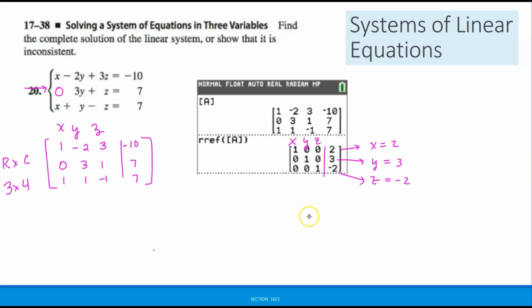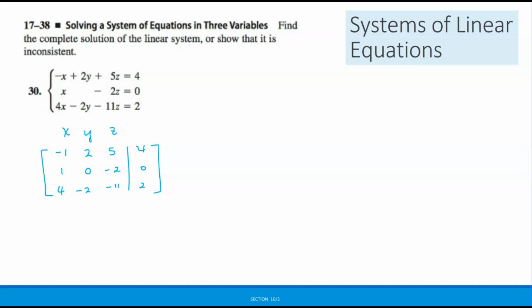So our solution, remember, is an ordered triple. X comes first, y comes second, z comes third. X comes first because that's the first listed in the equations. Y second, z third. There's our solution. Okay, so let's look at our next example.